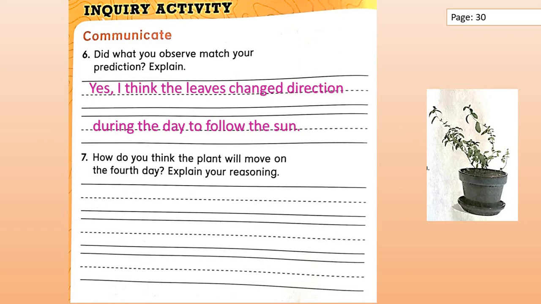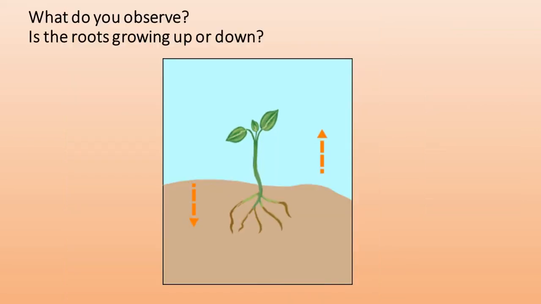The plant loves the sun. The plant needs the sun. So it will follow every day and every time. Great, grade 1. Again, grade 1, please be sure to write this in your book, page number 30.